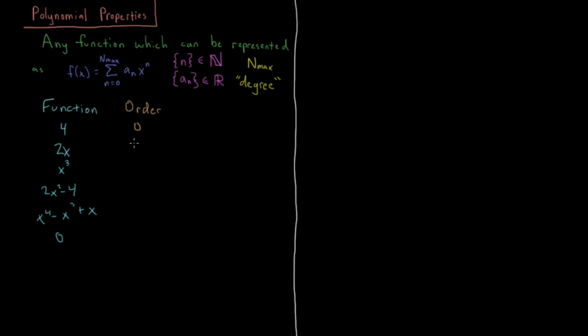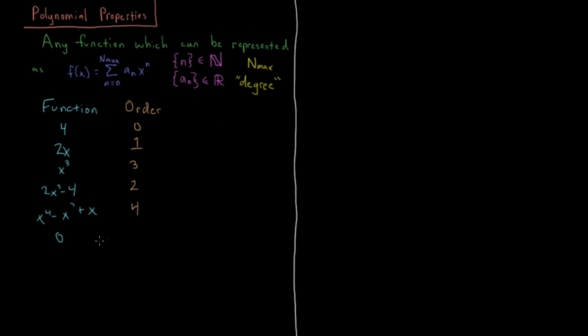2x, that's x to the first, is its largest power, so that's order 1. X cubed, order 3, since 3 is its highest power. 2x squared minus 4 is order 2. This is an order 0 term and an order 2 term. Then we have terms of order 4, 3, and 1, so that's order 4.